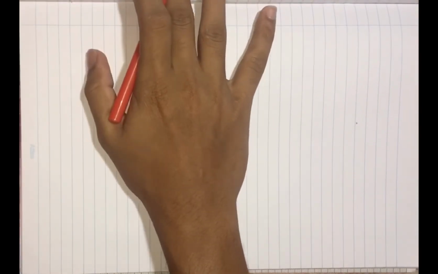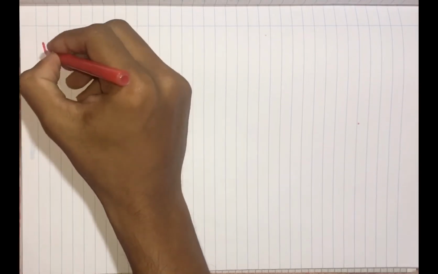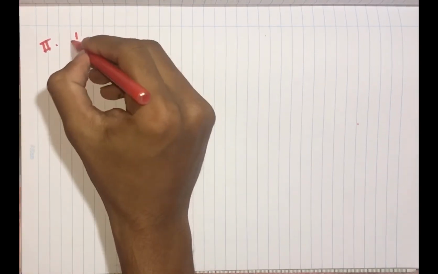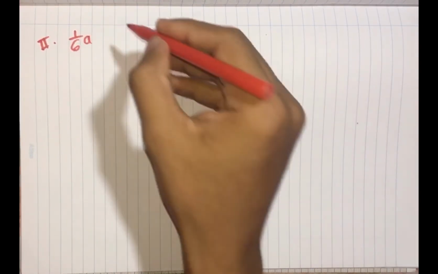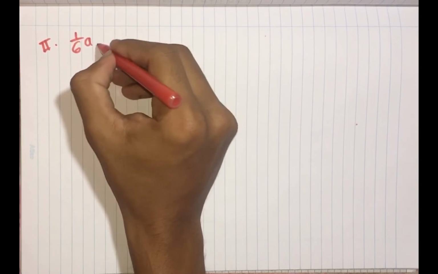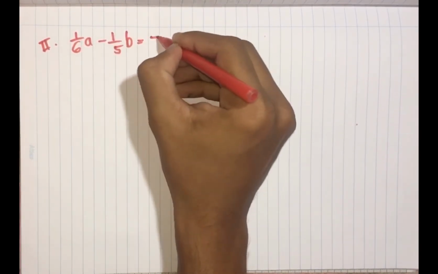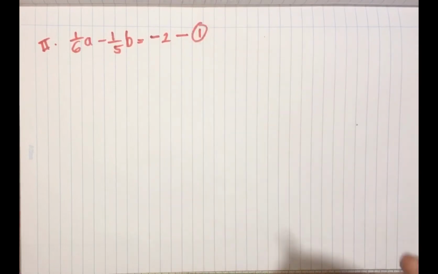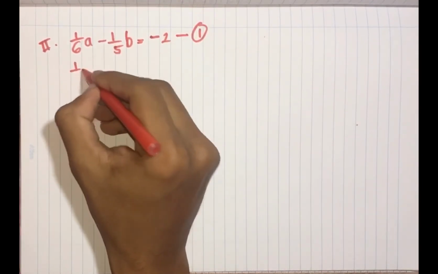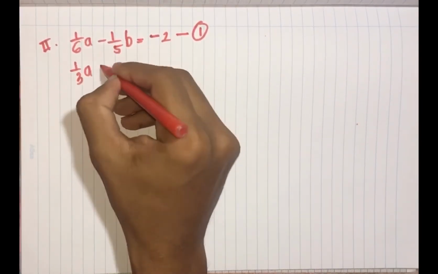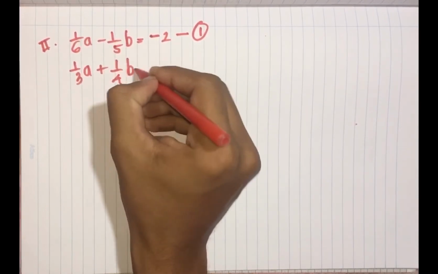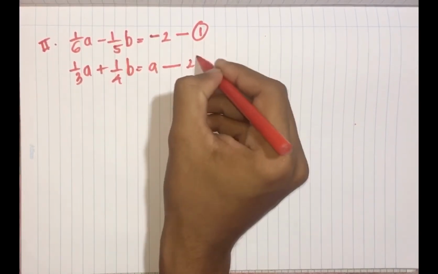The next part is by substitution. Even that you would have done in your early grades. I'll take the example 1 over 6a minus 1 over 5b is equal to minus 2, I'll call it equation 1, and then 1 over 3a plus 1 over 4b is equal to 9, I'll call it equation 2.